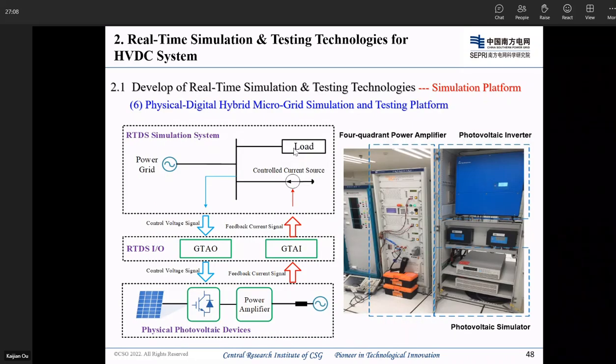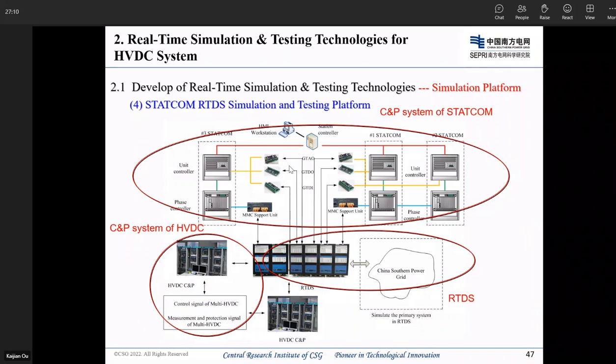And also we have the STATCOM simulation and testing platform. The simulation is very similar to LCC HVDC and VSC HVDC. We also have a physical control and protection system of the STATCOM, also connected together with RTDS by the IO card.